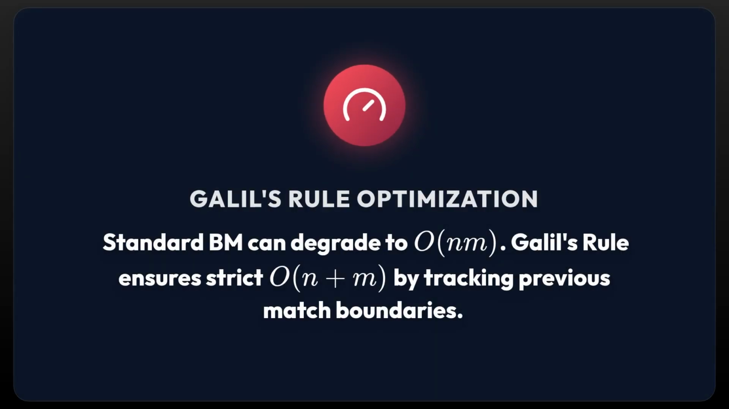In the best case, Boyer-Moore runs in sublinear time, skipping through the text. However, in pathological cases, it can degrade to quadratic time. To prevent this, we apply Galil's rule. This heuristic memorizes the end of the previous match to avoid recomparing known segments, guaranteeing a worst-case performance of big O of n plus m.